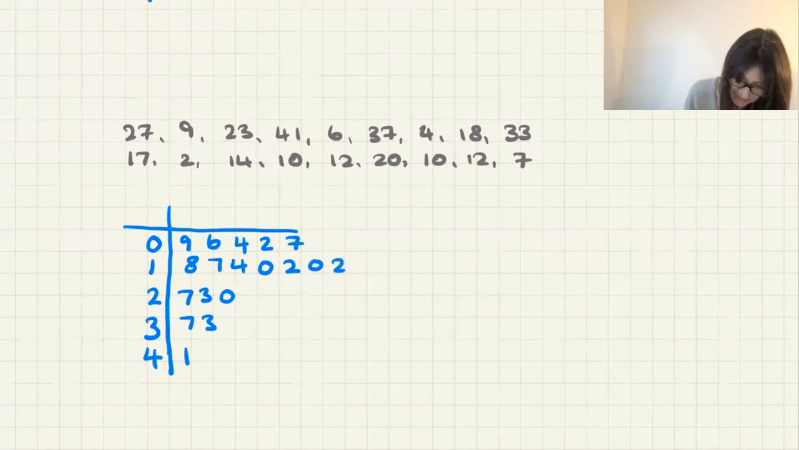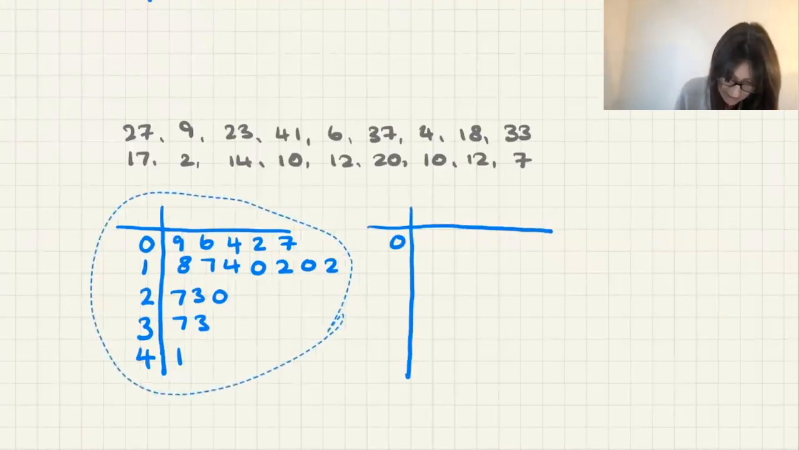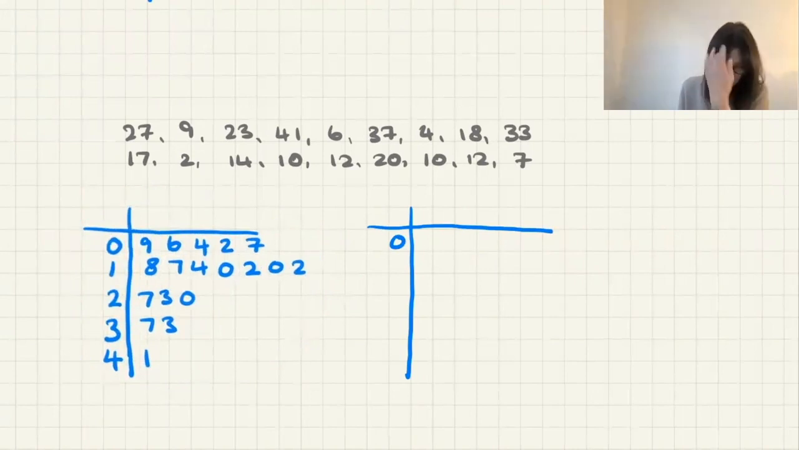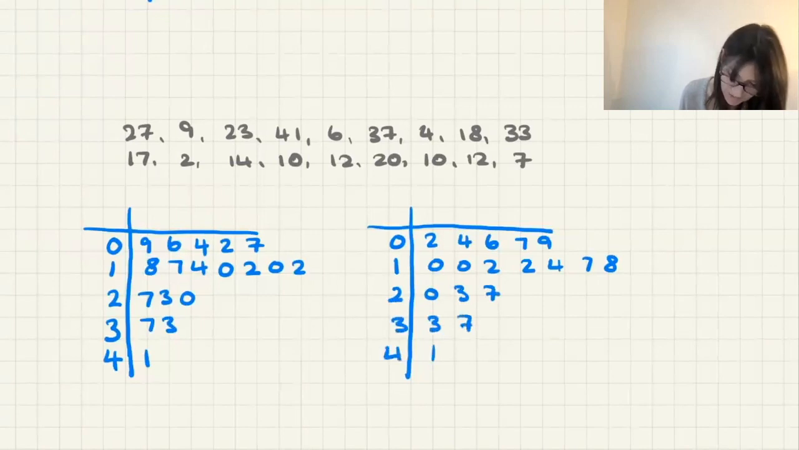Okay, so I'm on my way. Now I've got to put them in order. So I've got 0. Just going to move that across so it doesn't all blur into one diagram. Okay, taking my time. I've got 2, 4, 6, 7, and 9. Got 1, 2 zeros, 2 2s, 4, 7, 8. I've got 0, 3, 7, 3 and 7, and 1.